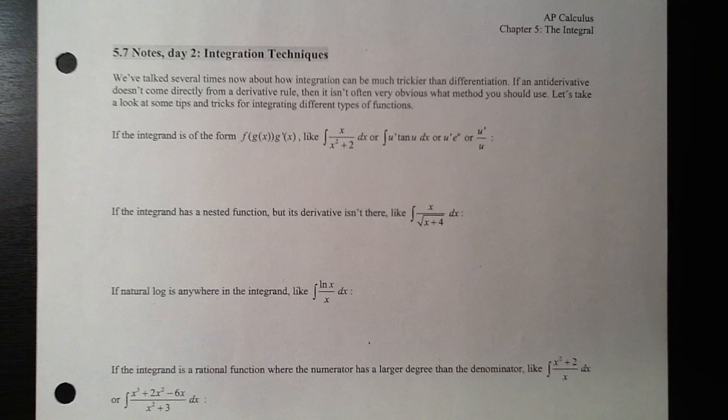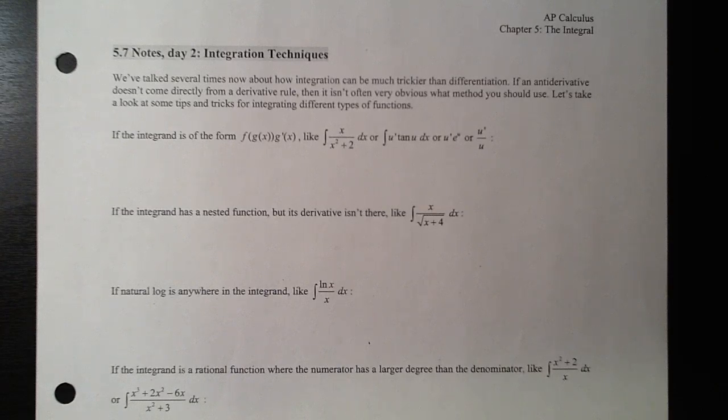Okay, so I'm going to give you some advice, some tips. This will be just a nice little short set of notes, and then we're going to do a lot of integration practice in class. So this first one: if the integrand is in this form, you've got f of g of x times g prime of x. Hopefully you recognize that as an undoing-the-chain-rule type of form.